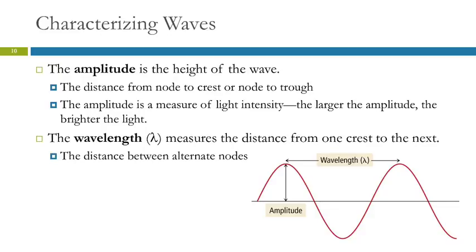Amplitude corresponds to light intensity. So if the light is very bright, that's a large amplitude. It's an intense light. If the light is dim, it's a low amplitude.